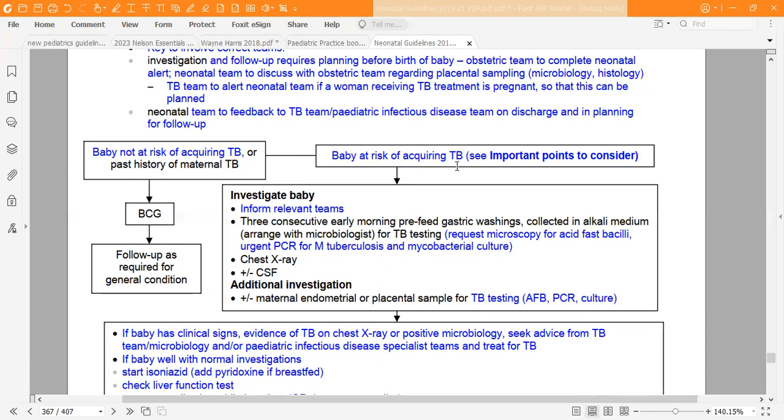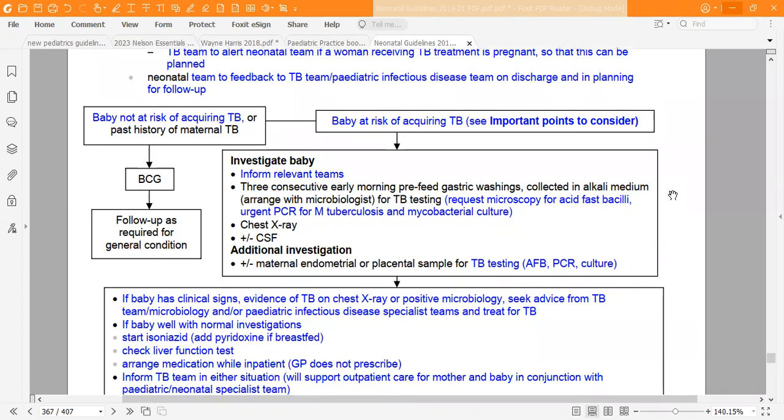Okay, let's go to the other side in here. Baby at risk of acquiring TB. Okay, so the other baby is at a high risk of acquiring TB. If we get a baby at a high risk of acquiring TB, we're going to investigate this baby. First, before we start investigation, I have to inform the relevant teams, as we have mentioned before: the neonatal team, the obstetric team, and the TB team, and the infectious disease team as well.